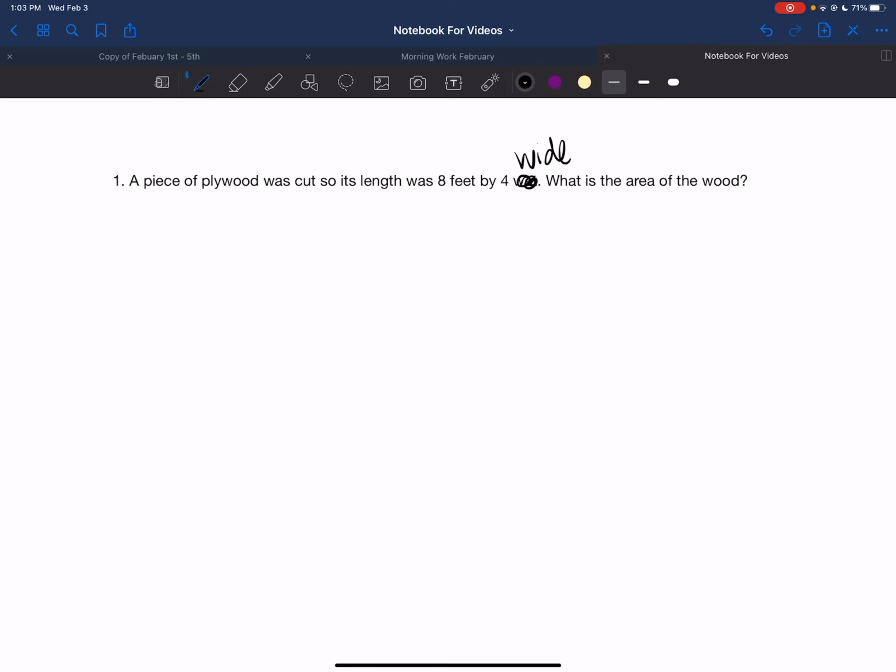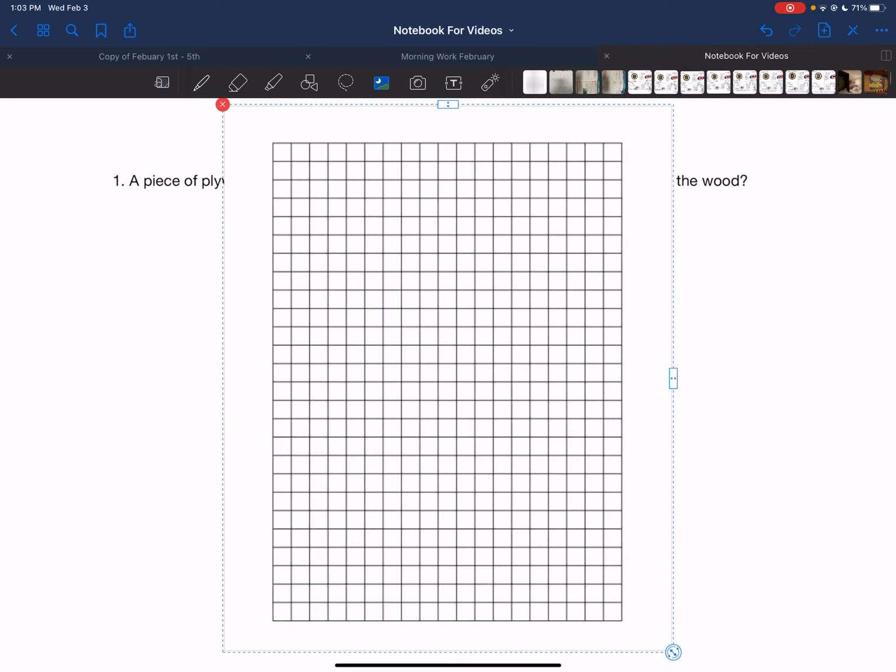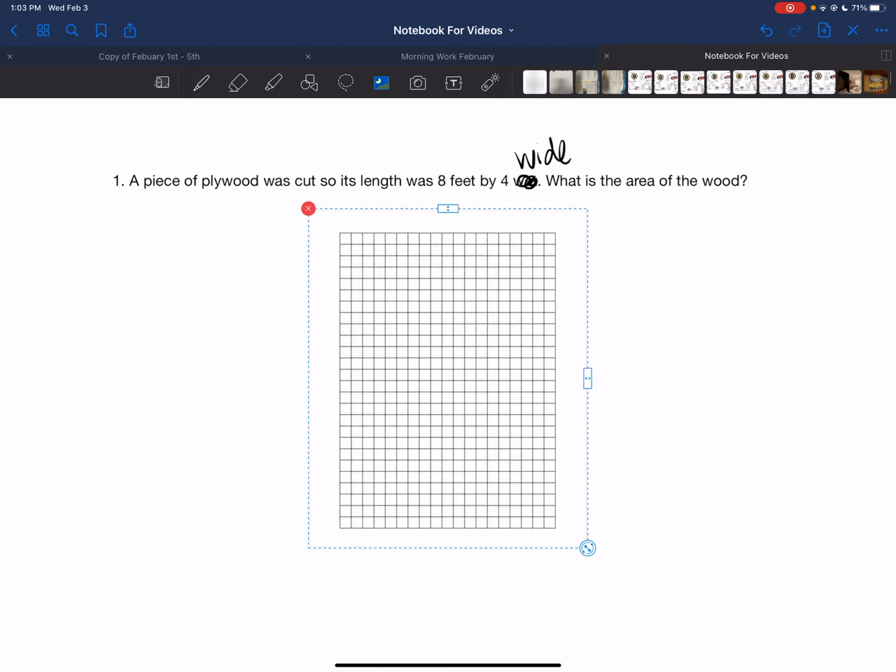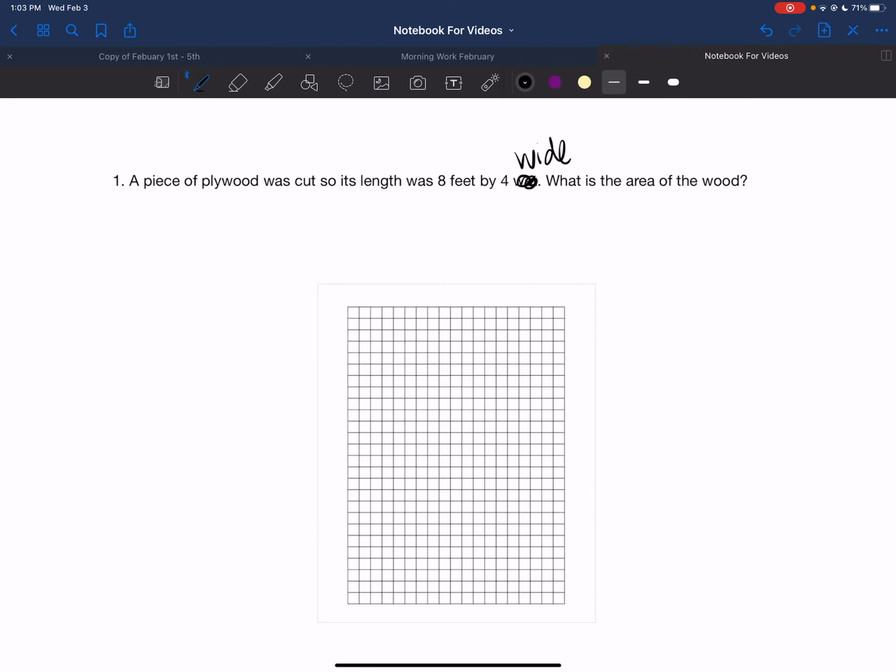So I'm going to go ahead and just put some graph paper in here so that we have that graph paper to use. And now we're ready to get started. So just think about it like this. We all know that a word problem should be read at least 2 times. So that's what I'm going to do.